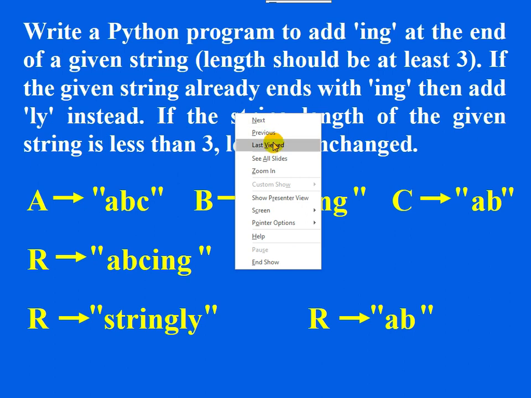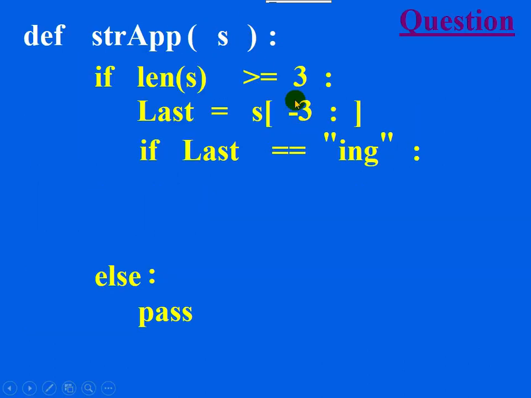Okay, so I need to add ly. This is the given string, so I need to add ly to the given string. So the given string is s, that is concatenated with the ly. So to the given string, ly is appended. So now your string variable s contains the given string followed by ly.